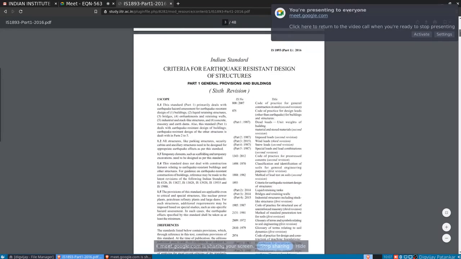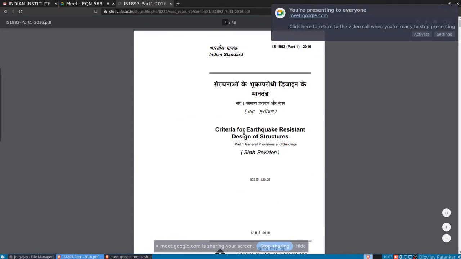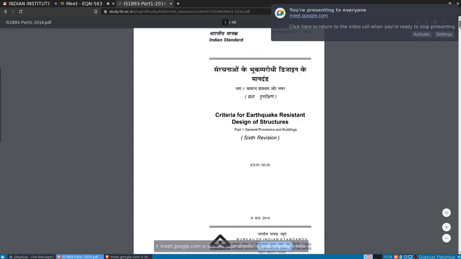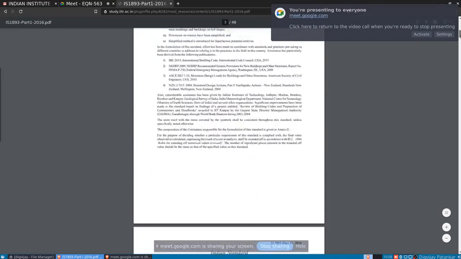So this particular code, criteria for earthquake resistant design of structures, is only part 1 of a total of 4 or 5 parts, which is for general provisions and buildings. And this is the one that we are going to use for our regular buildings analysis. Now let us directly jump into it and see.